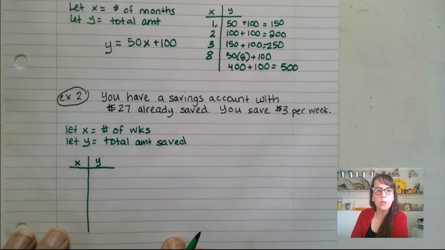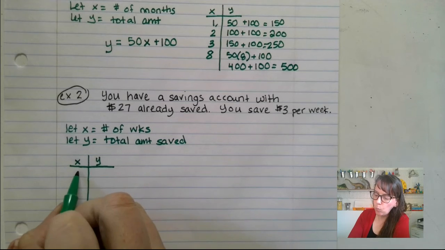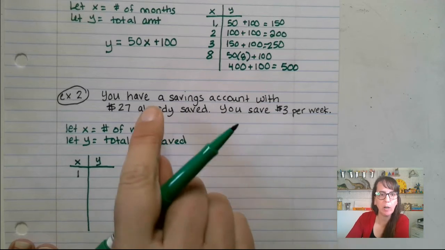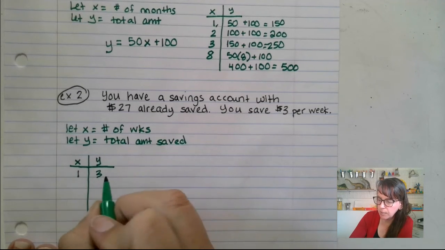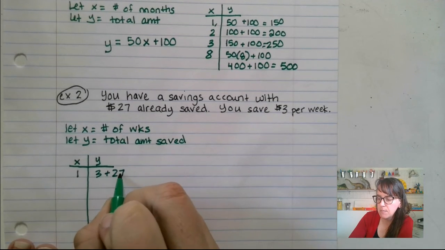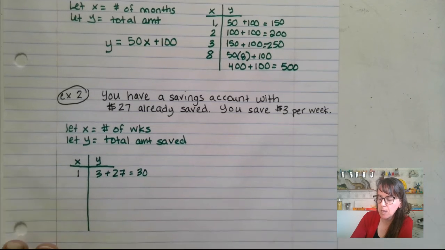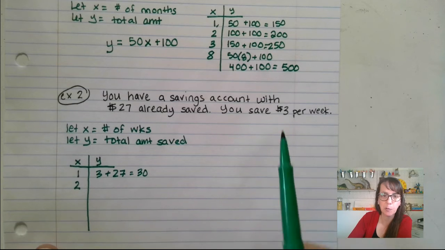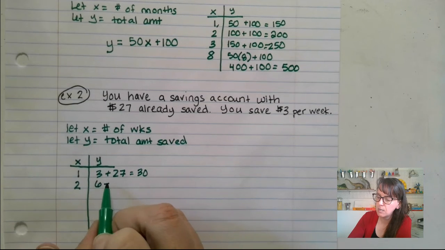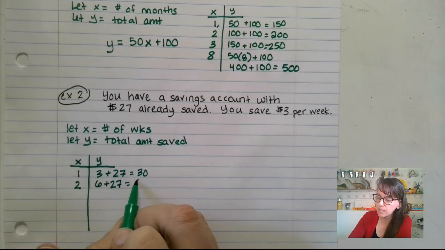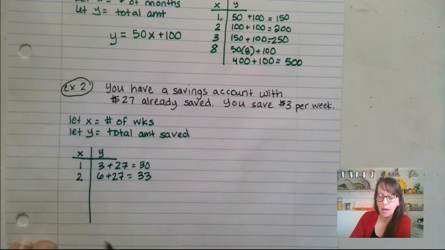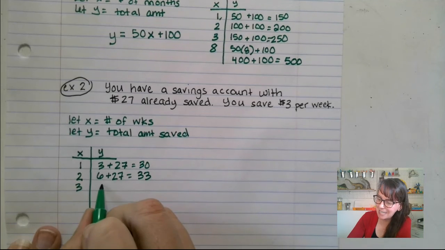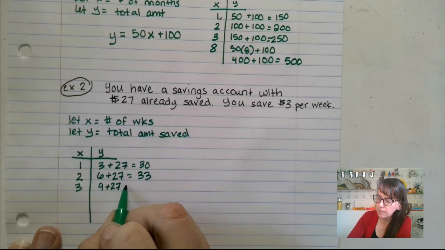All right, so what we do here is we say, okay, at week 1, we're going to be saving $3. But remember, we already have 27 in the account, so we're going to take our $3 plus 27. It's going to give us a total of 30. Let's try 2 weeks. Well, at 2 weeks, we're saving $3 per week, so that's going to be $6 plus 27. So that'll give us $33. All right, let's try 3 weeks. 3 times $3 per week, that's 9 plus 27. Give me 36.